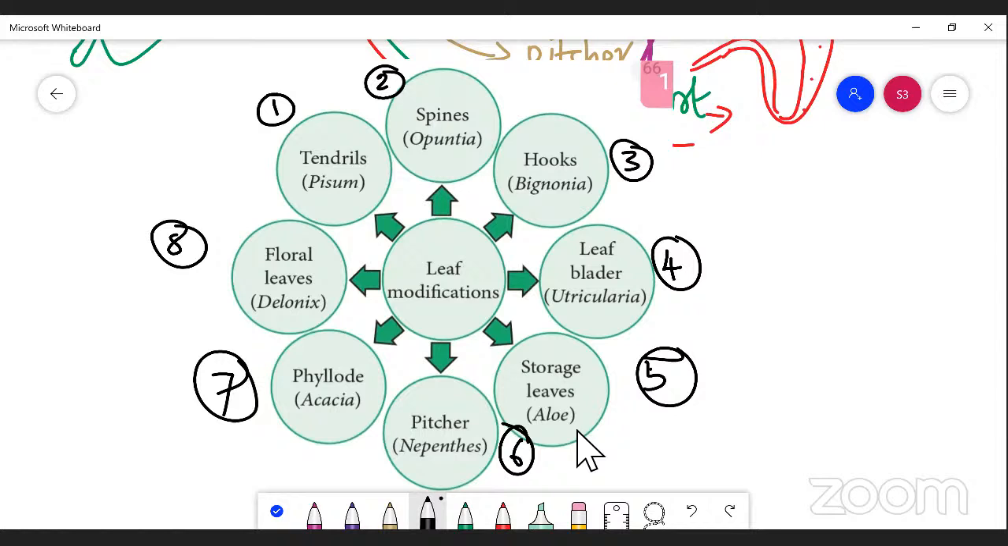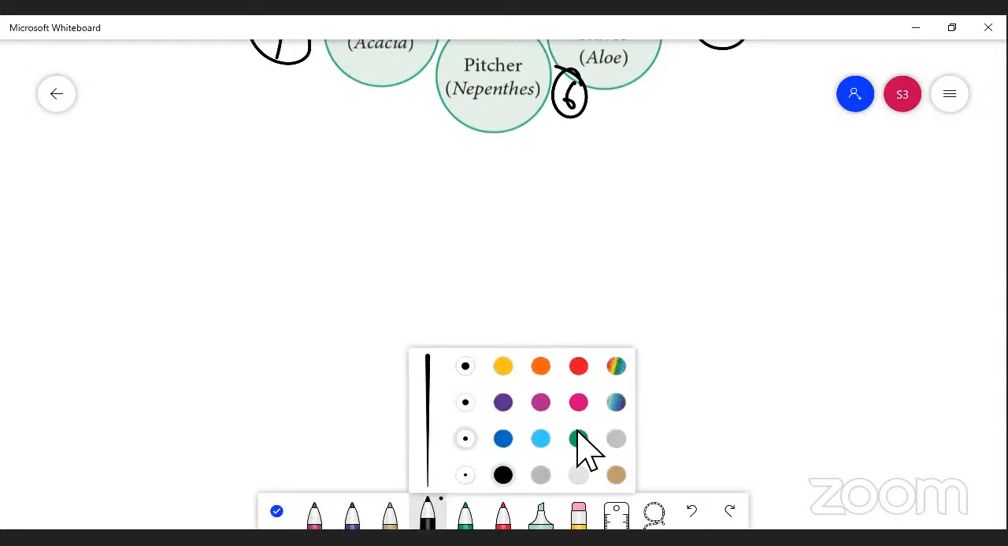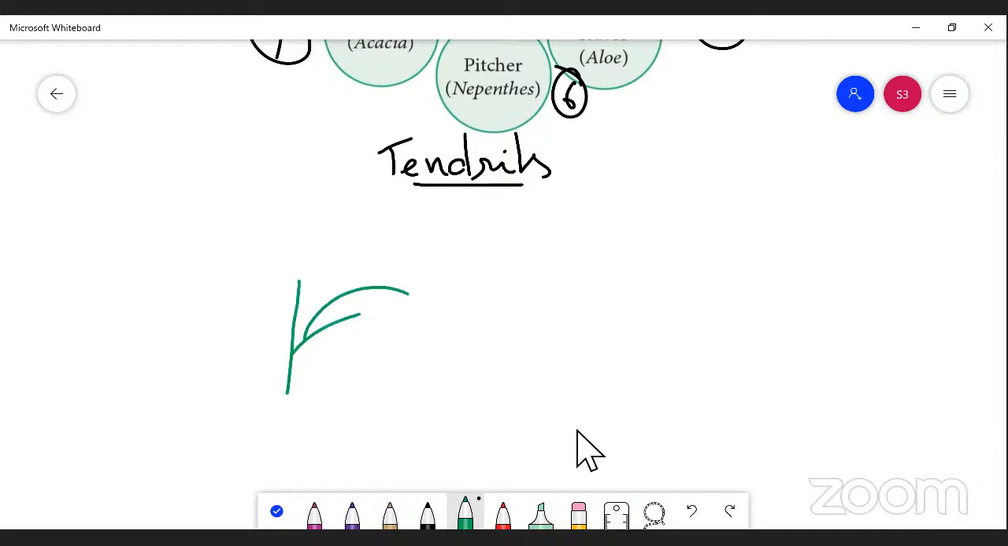My dear student, first of all, let me take tendrils. Actually, the first modification is a tendril. Tendrils are nothing but, in this plant where you find a leaf, on one side you can see the entire leaf, on another side you find there is a coil structure. Instead of a leaf, there is a coil. It is called the tendril.